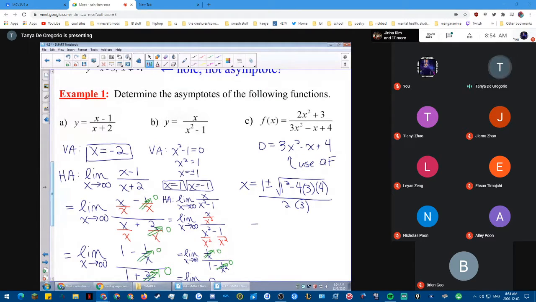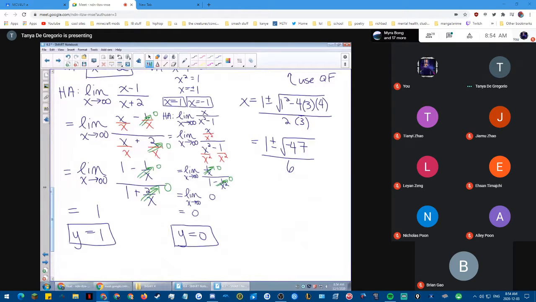Cleaning this up. What happens in my radical? It becomes negative. Good, it becomes negative. You have a negative 47, I believe, all over 6. And because you have a negative, we know that there are no real roots to it. There are imaginary roots, but there are no real roots. And so therefore, we have no vertical asymptote.